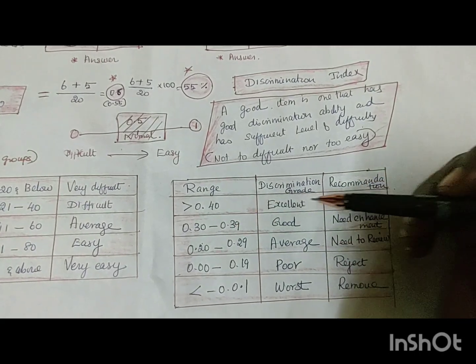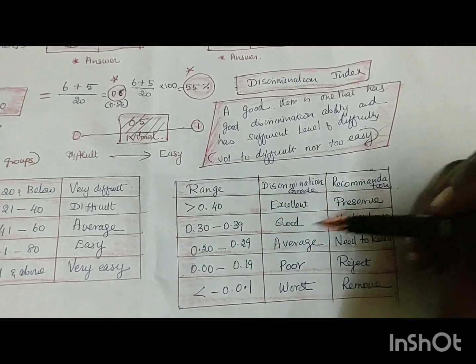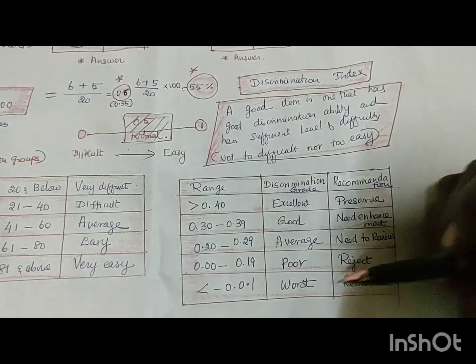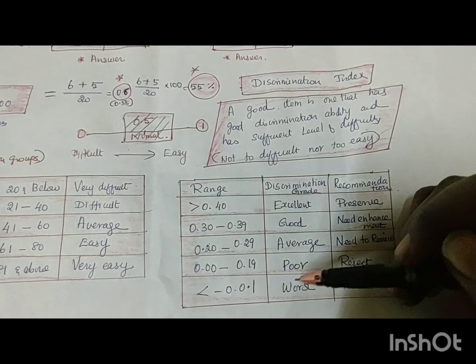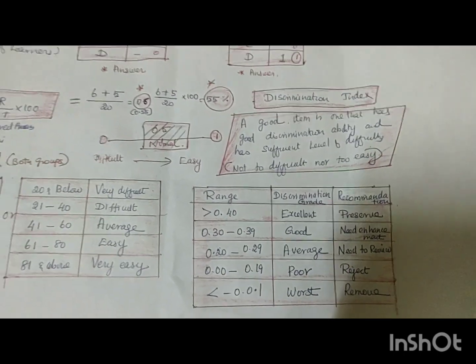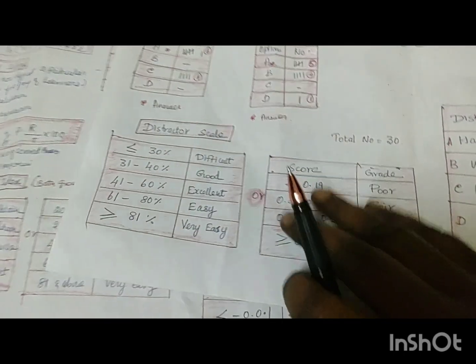This is the range they have set. Above 0.40 is excellent. 0.30 to 0.39 is good. Average is this one, and below 0.19 is very poor. Must reject it, and 0.01 is the worst. You have to remove the question. Understand? Okay.